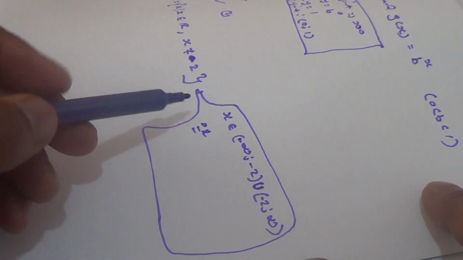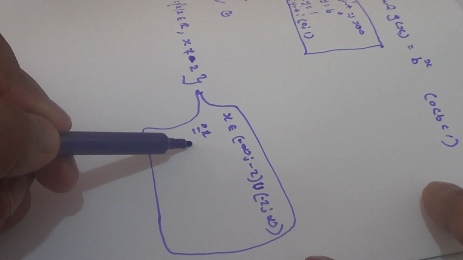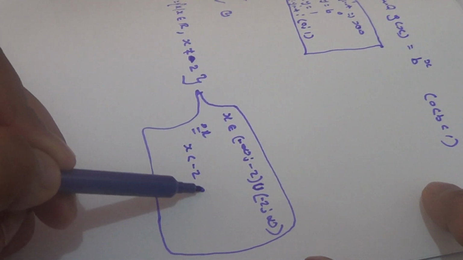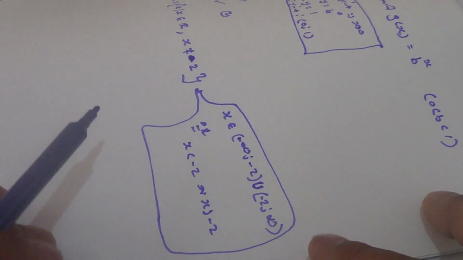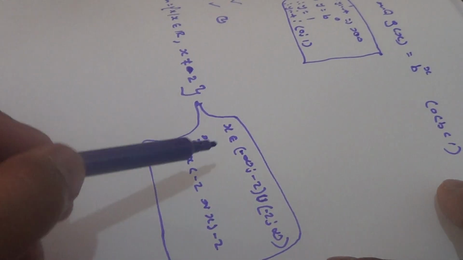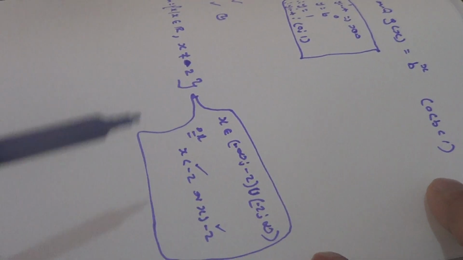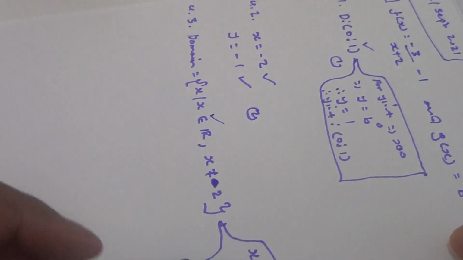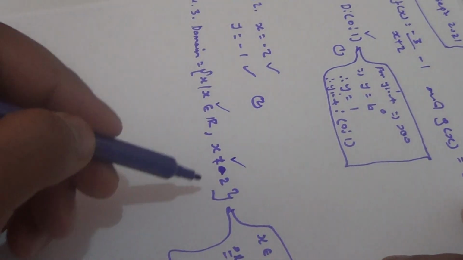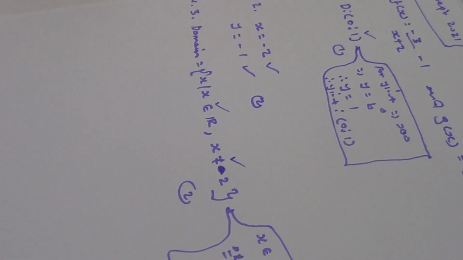Or you have the option of inequalities, so you can just write x is less than minus 2 or x is greater than minus 2. Either one of these ways is fine. You get a mark for that and a mark for the restriction. So in essence you have 2 marks. So that's easy.